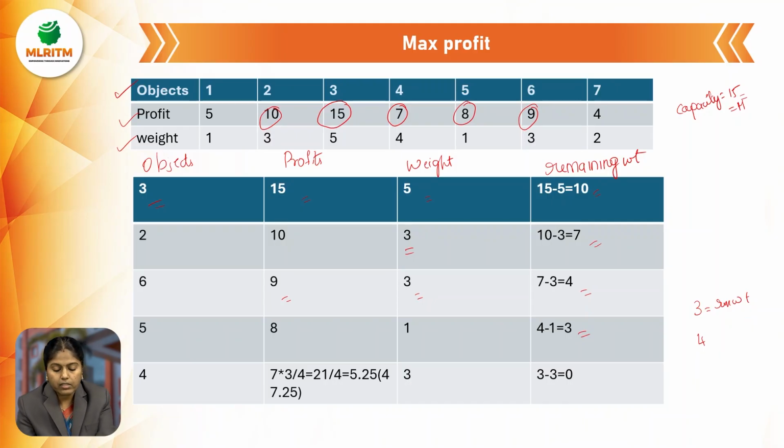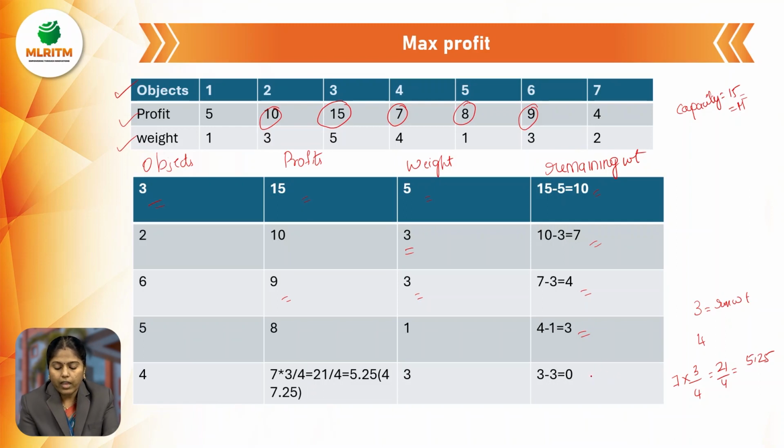That is, what is the profit here? 7 into what is the remaining weight here? 3. What is the weight there? 4. That is equal to 21 by 4. What is 21 by 4? That is equal to 5.25. Okay, in fractional knapsack now you have to subtract this. What is the remaining weight here? 3 minus 3, that is equal to 0.